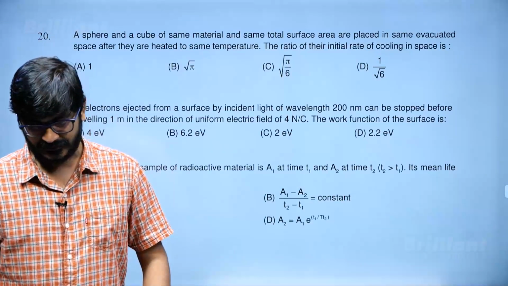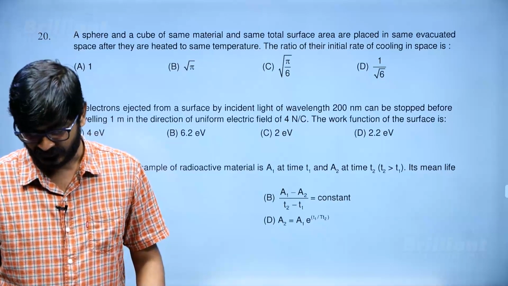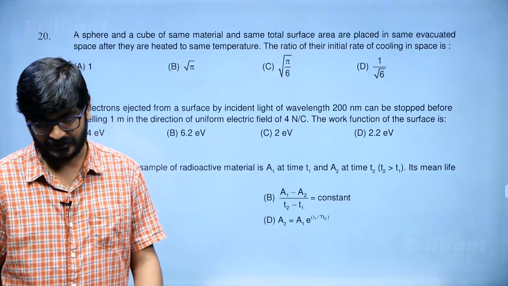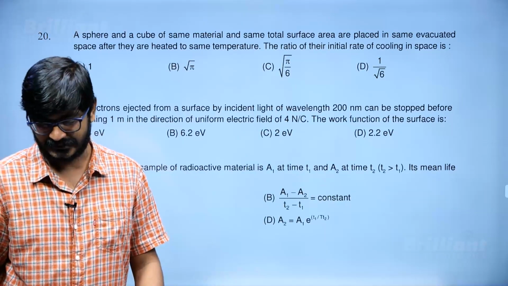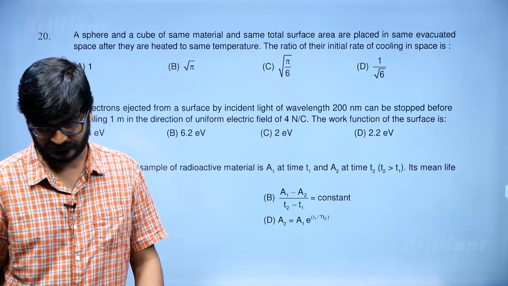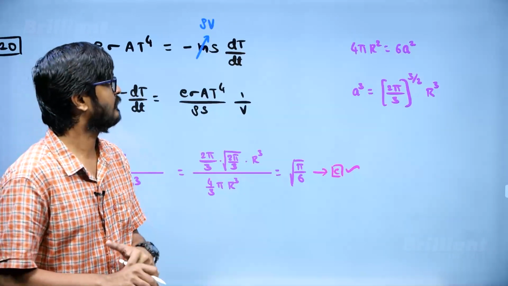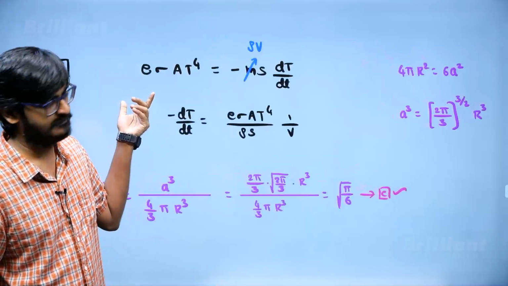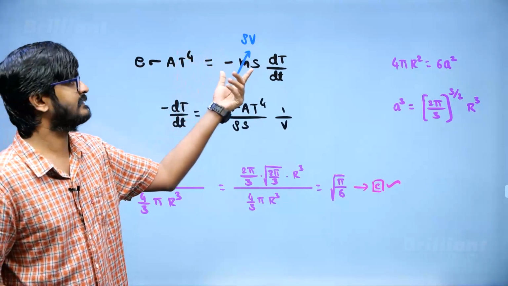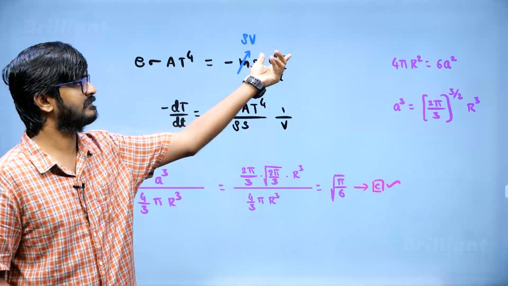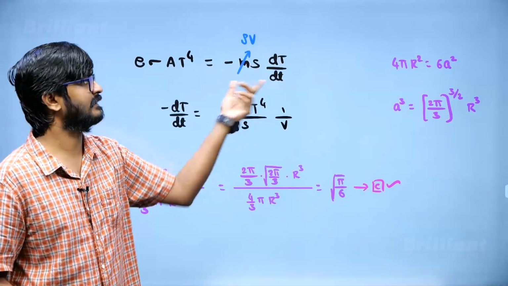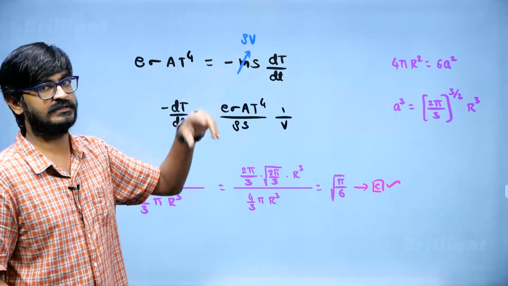Next question, a sphere and a cube of same material and same total surface area are placed in the same evacuated space after they are heated to the same temperature. The ratio of their initial rate of cooling in space is. So you know, if a body is emitting power, then its temperature will keep reducing, right? So energy is ms delta T, power is ms times the rate at which temperature is changing, right? Anyway, I have put negative because its temperature is going to reduce.